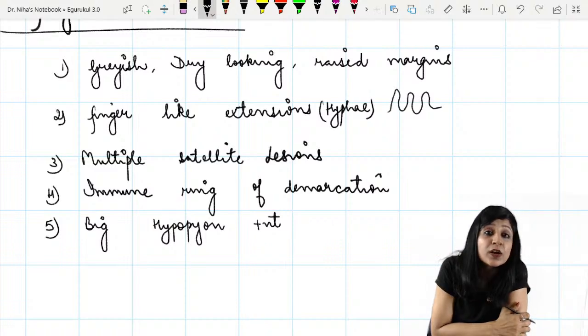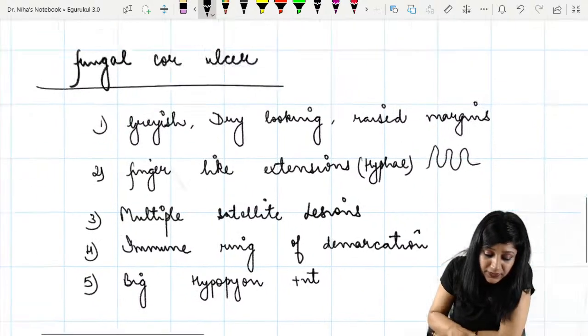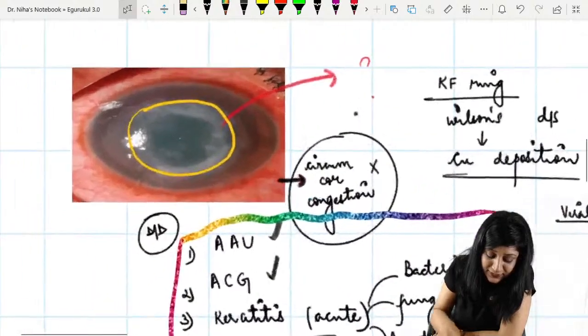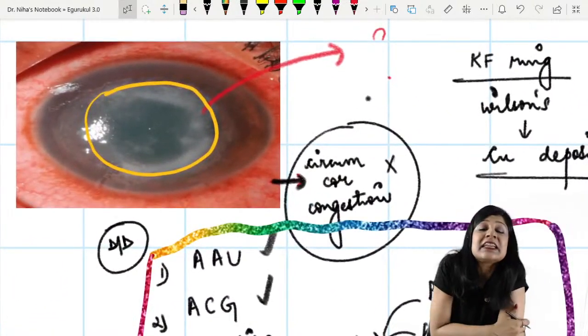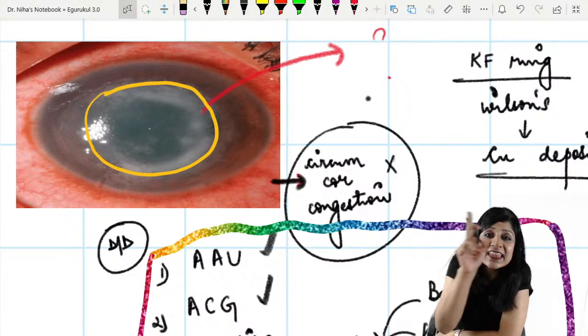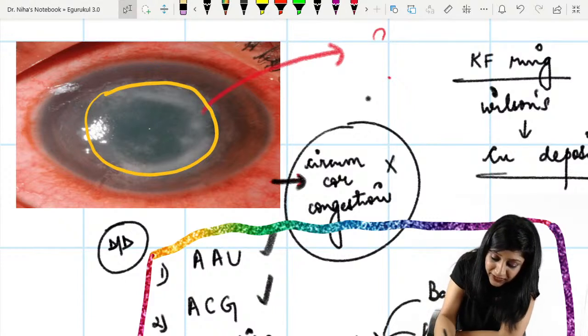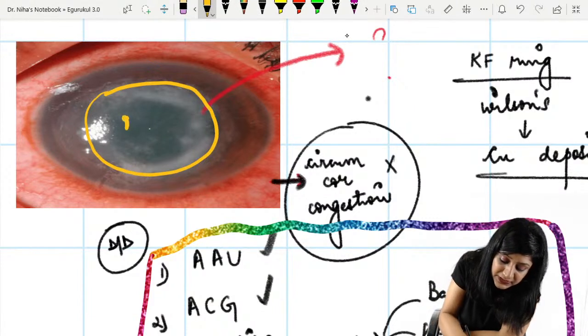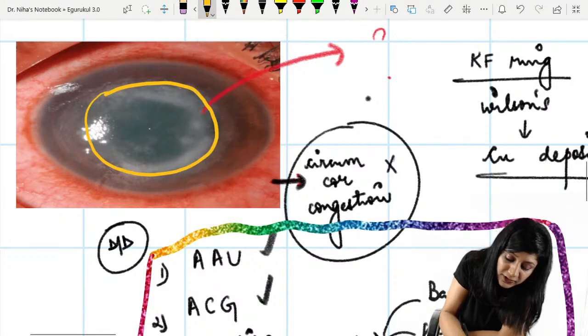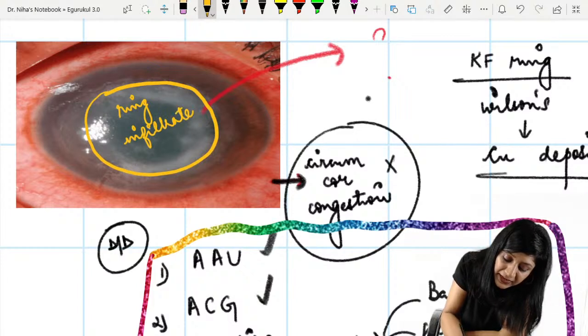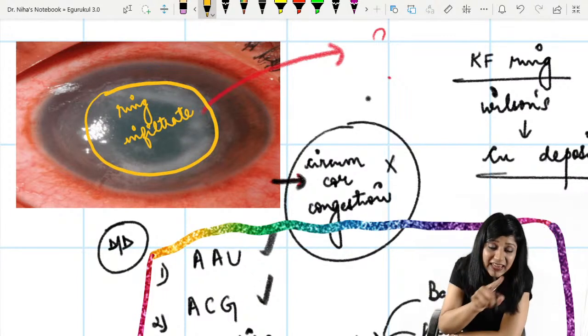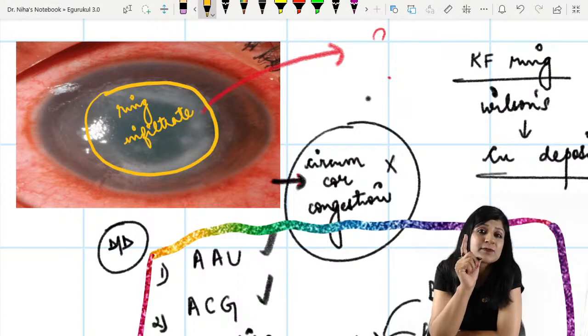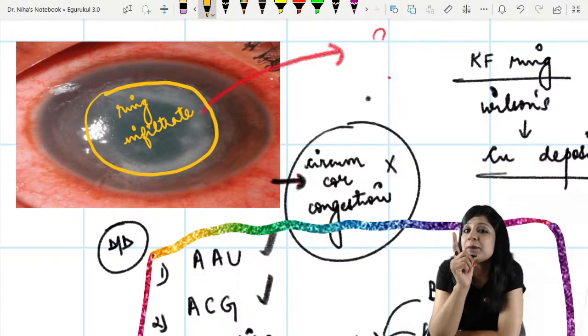Right? So what is it actually? Now coming back to this. It is actually a ring infiltrate. Can you see a ring-like feature? This is actually a ring infiltrate. Now the moment I give you the name of this lesion, that it's a ring infiltrate, can you tell me now what it is? Because you know this word is very, very typical of something.